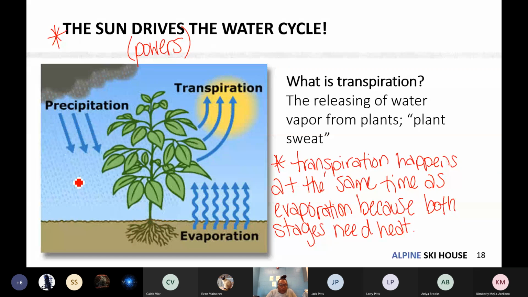You know that when it rains, that water is soaked up from the ground through the plant's roots. That water travels up the stem, and then there's little bitty holes or pores inside of that plant's leaves that release steam or water into our troposphere. So transpiration is happening at the same time as evaporation because both of those stages of the water cycle need heat. So it would make sense that both of those stages happen at the same time.